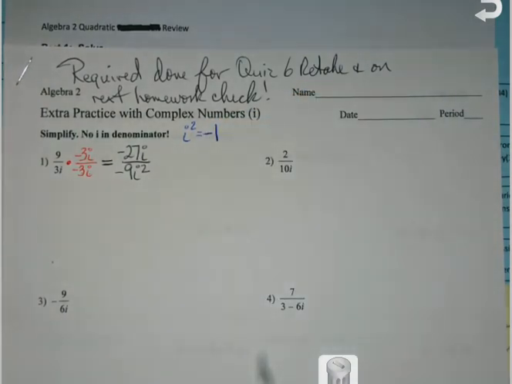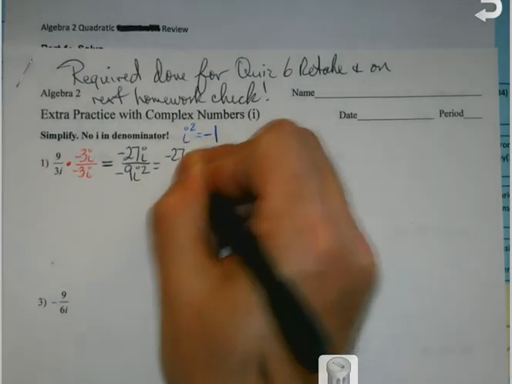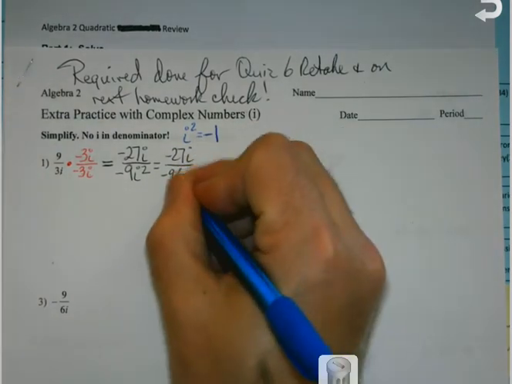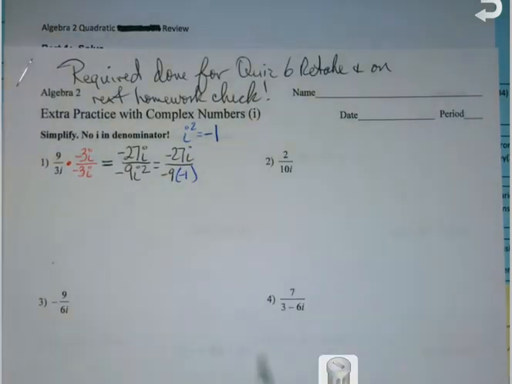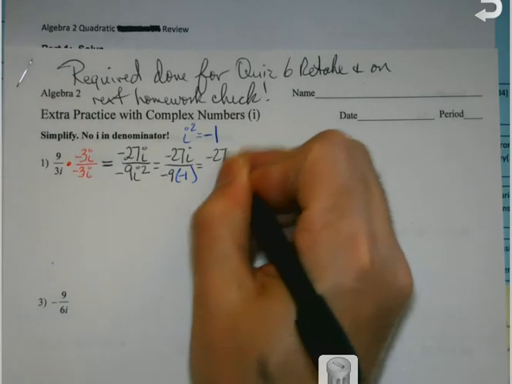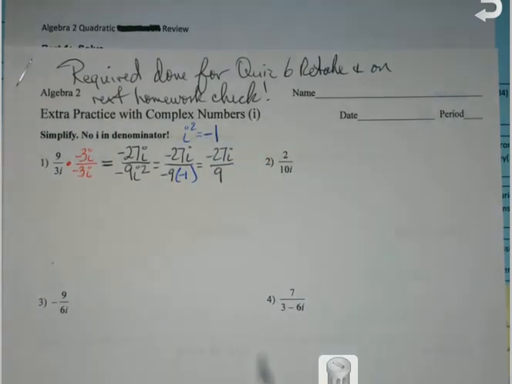So anytime I see i squared, when I get done multiplying or anything I do, I'm literally going to go and substitute that back in. So this literally means I'm replacing that i squared with negative 1. And negative times negative is positive 9.